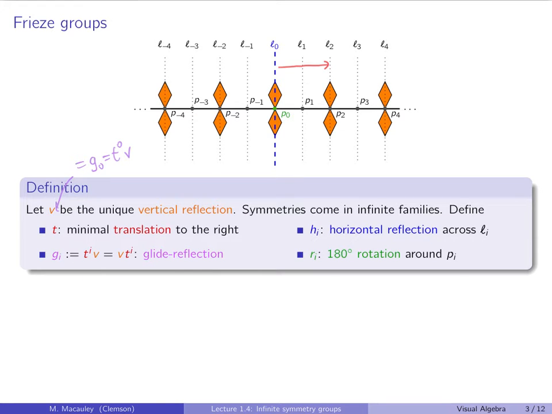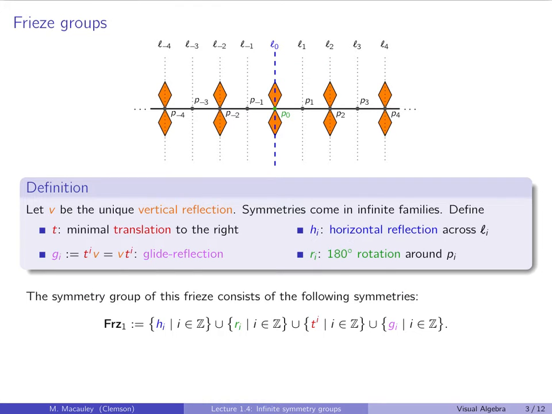Next, there is a family of horizontal reflections. So across each one of these axes, you can reflect, and we'll call that H_i. Notice you can reflect across these even axes, which bisect diamonds, or the odd axes, which do not. And finally, we can rotate 180 degrees around any one of these points, P_i. And there's 2 types of points. There's the ones that are between a pair of diamonds, and then there's the ones that are not.